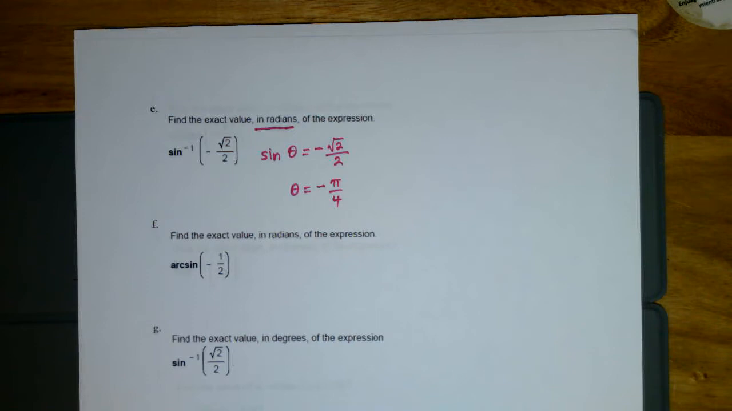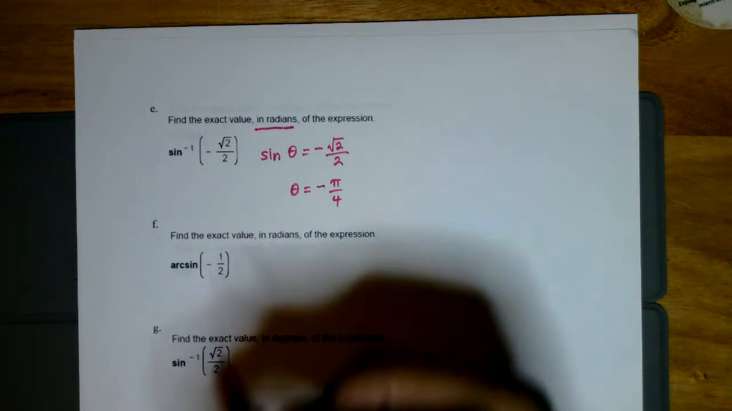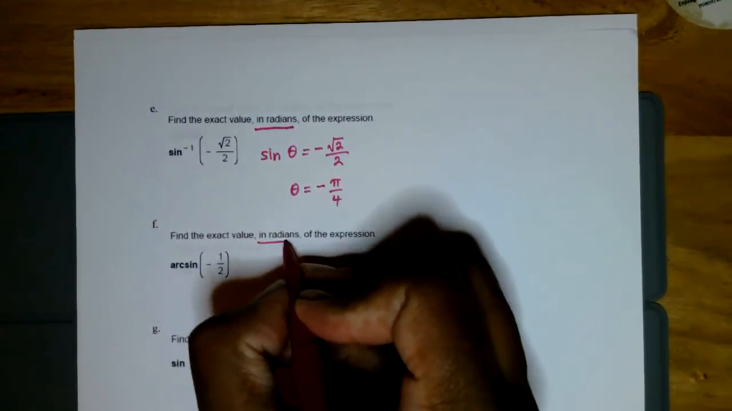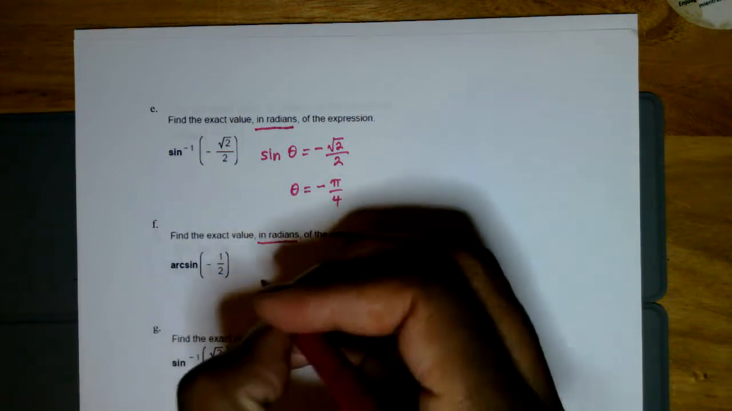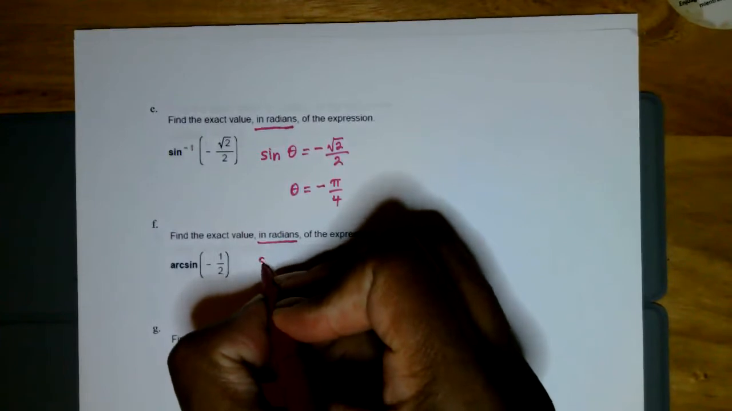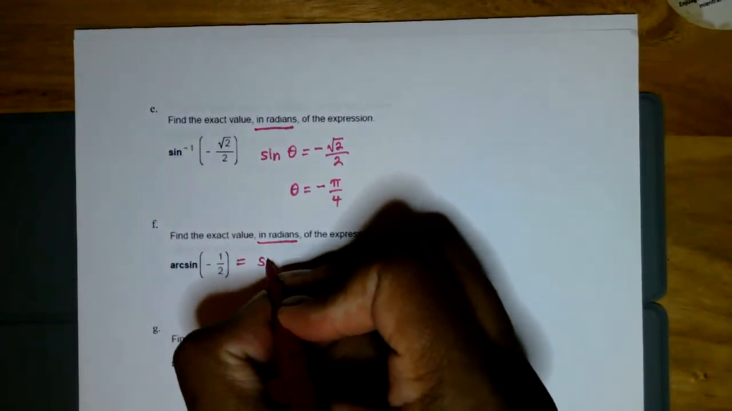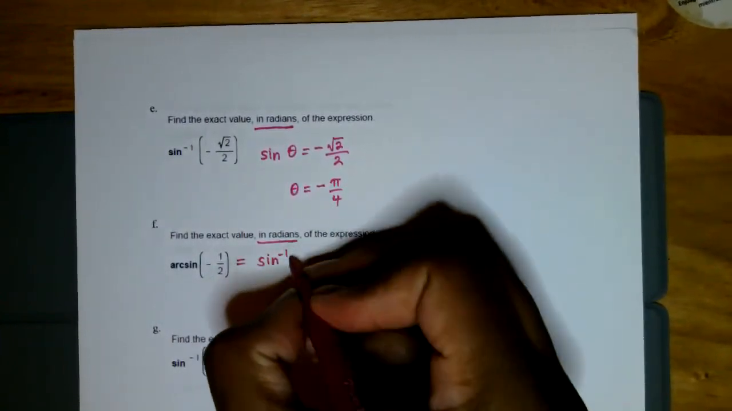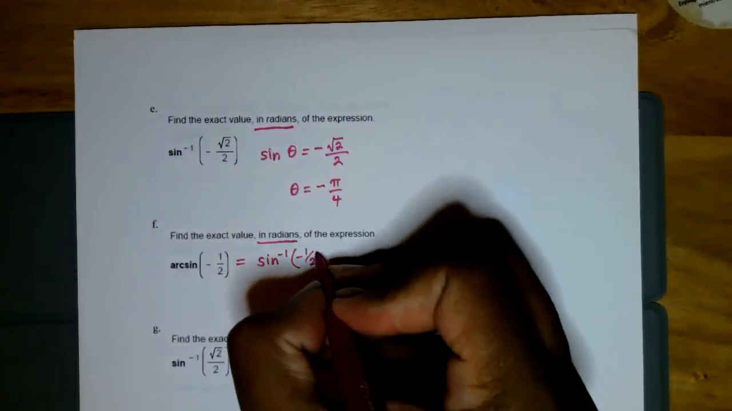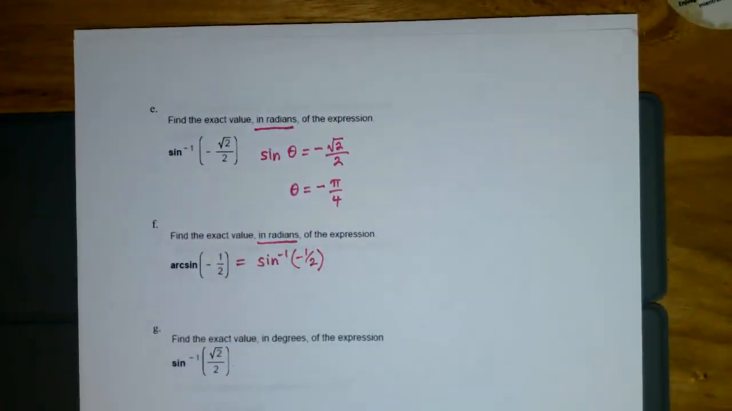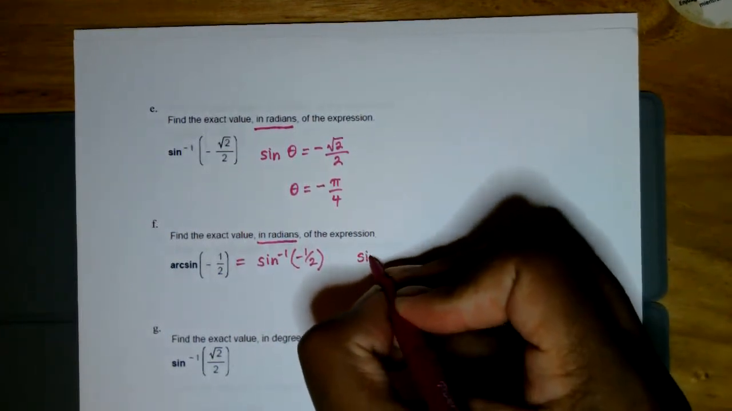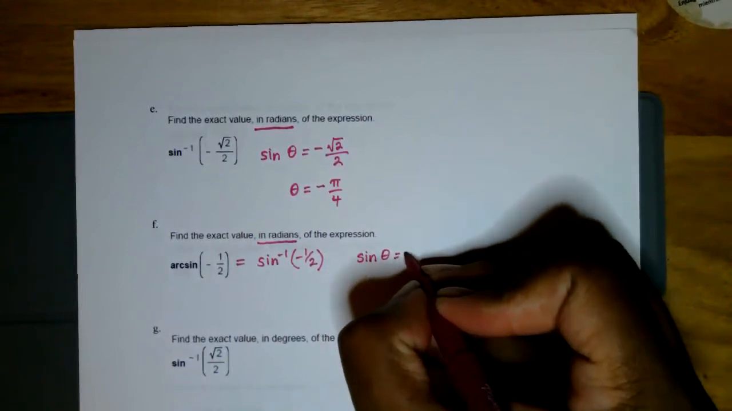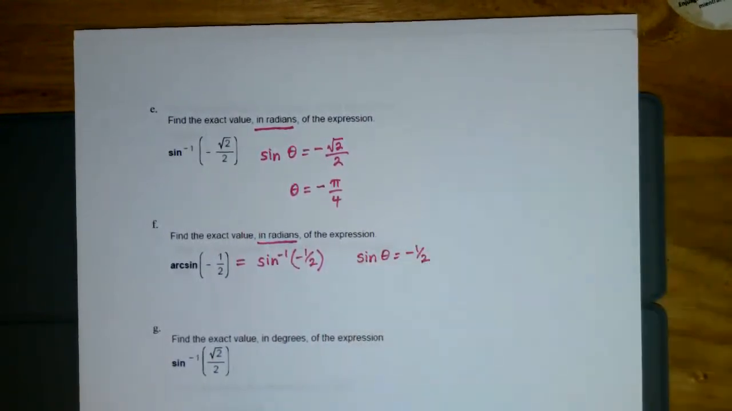Okay, now part F is finding the exact value, again in radians, of the expression. Now, this is the arc sine of negative 1/2. And another way of writing that would be something like this. That's the same as saying the inverse sine of negative 1/2. And what that means here is this. I want to know what angle theta will be so that the sine of theta equals negative 1/2.